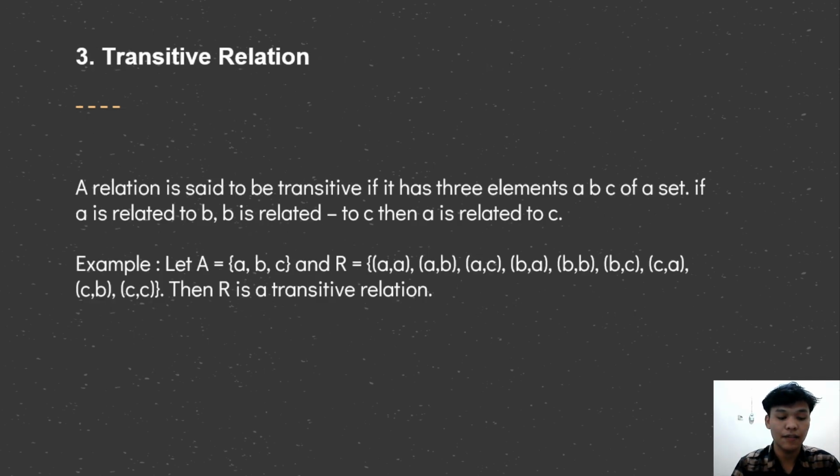For the next, transitive relation. A relation is said to be transitive if it has three elements A, B, C of a set, and if A is related to B and B is related to C, then A is related to C. For the example, let A, B, C, and R is equal to {(A,A), (A,B), (A,C), (B,A), (B,B), (B,C), (C,A), (C,B), (C,C)}. So then R is a transitive relation.